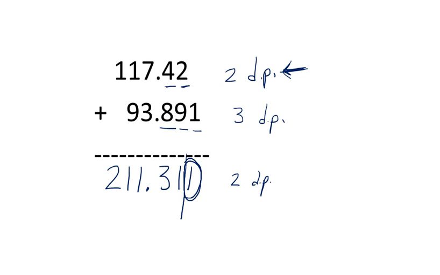And so if you ever have a number that's 0 through 4 in that position, we round down. If we have a number that's 5 through 9, we round the adjacent number up. Well, this is a 1, so that means that we round down. And so the correct answer that we should report is 211.31. And so that's the correct way to express the answer to that addition problem.